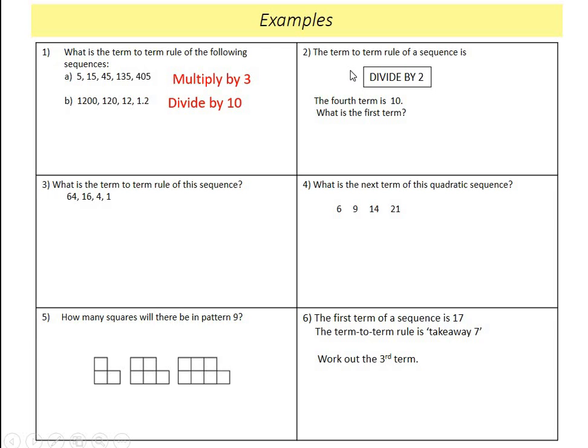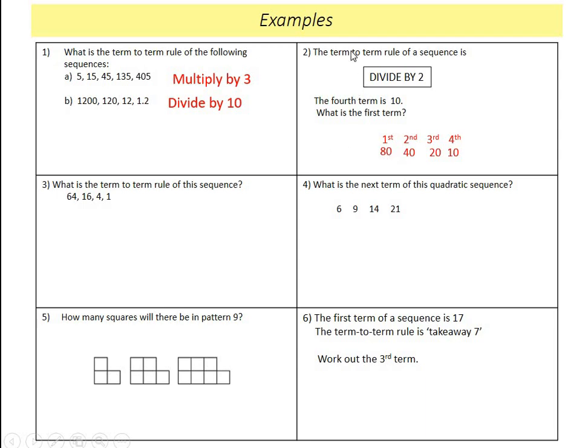Number 2, we're told that the term-to-term rule of a sequence is divide by 4. We're told that the fourth term is 10 and we need to find the first term. So I'm going to write down first, second, third and fourth, and underneath the fourth I'm going to write 10 because we were told that the fourth term had a value of 10. Now, if the term-to-term rule is divide by 2, I need to work backwards to know what the third term may have been. So instead of dividing by 2, I'm going to multiply by 2. I then multiply by 2 again and multiply by 2 again.